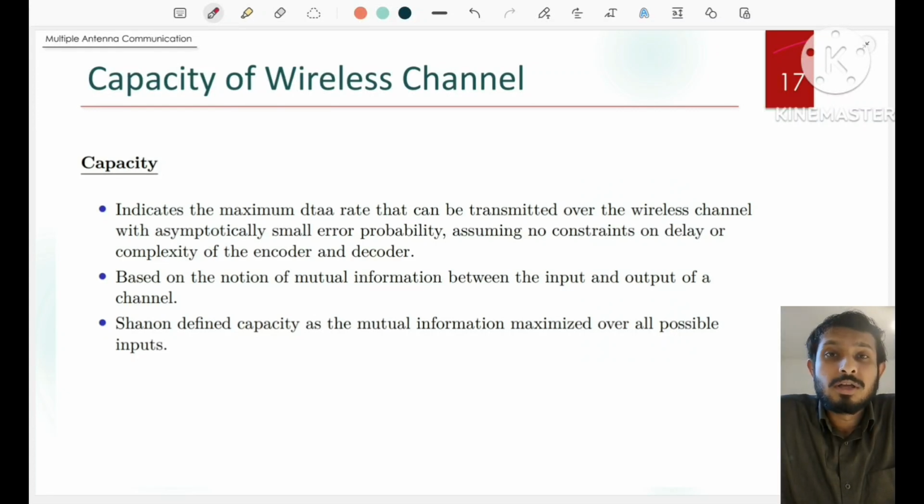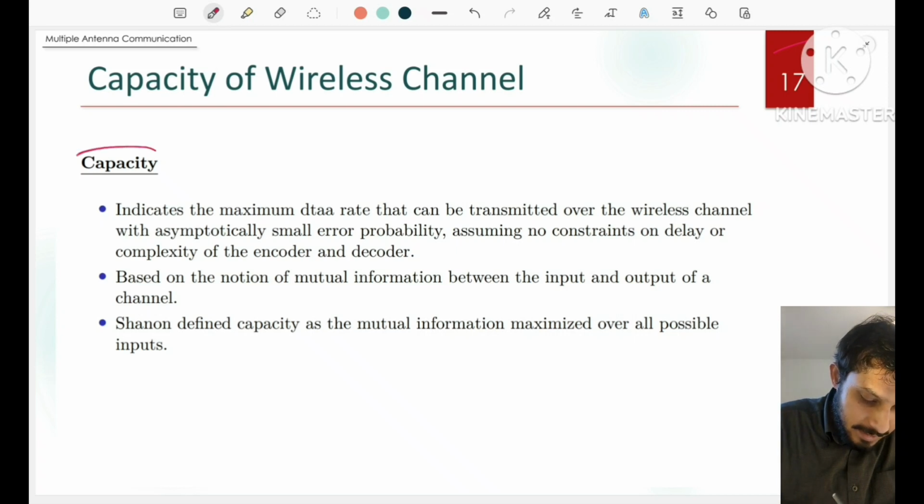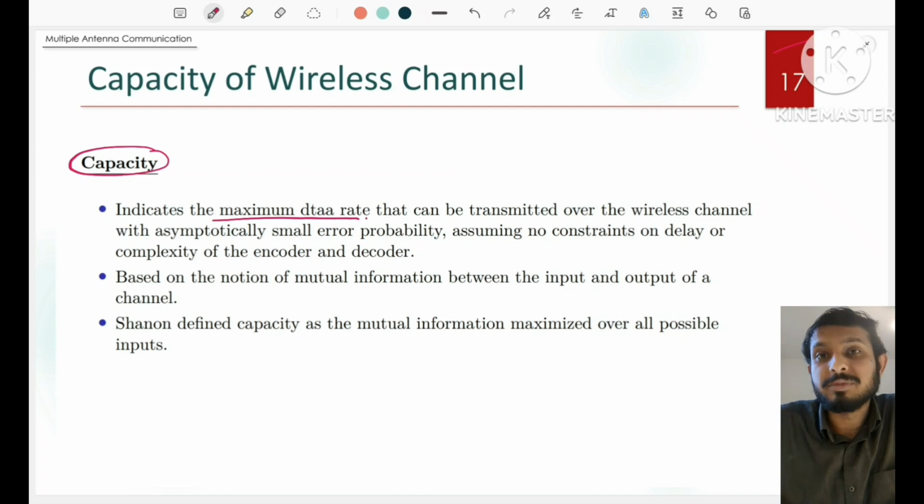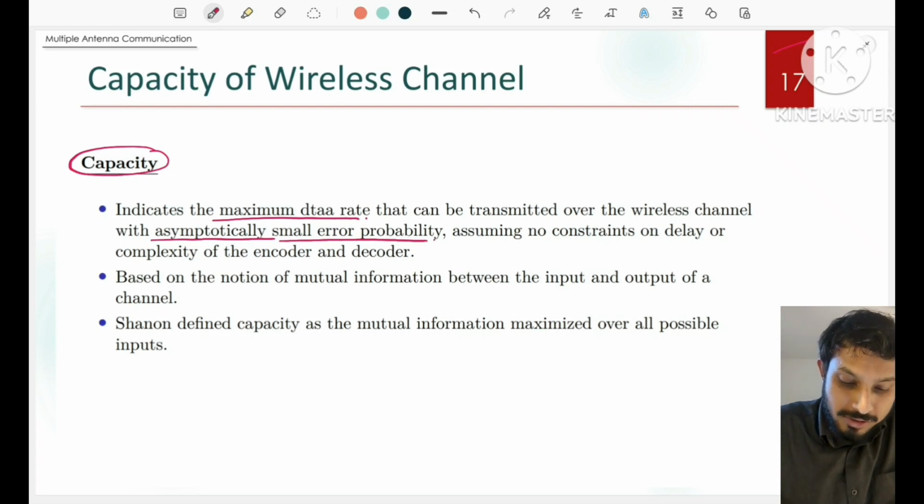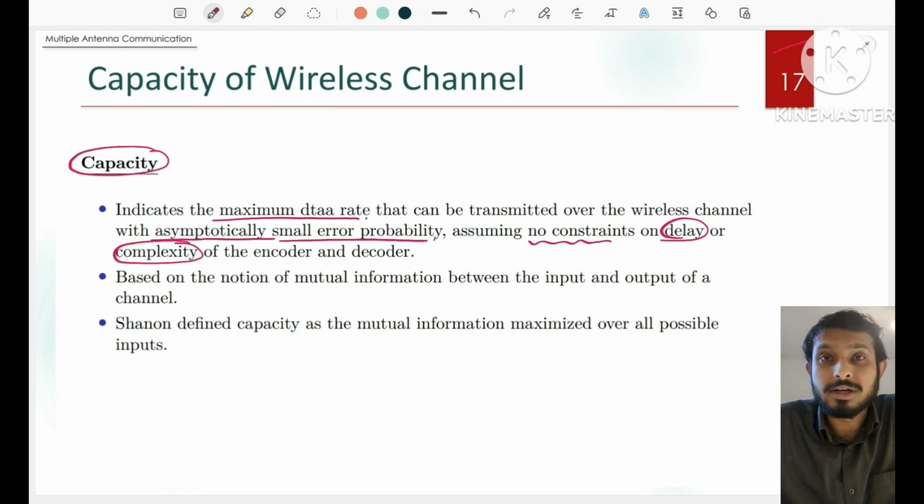Here we will look into the capacity of wireless channel. Now capacity indicates the maximum data rate that can be transmitted over the wireless channel with asymptotically small error probability, and also assuming that we have no constraints on delay or the complexity of the encoder and decoder. So basically the capacity implies how much amount of information that can be transmitted over the wireless channel reliably.